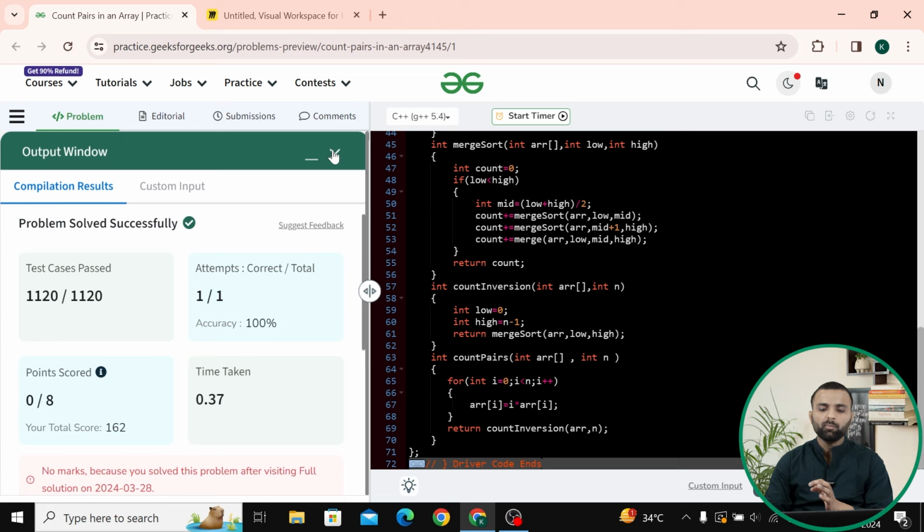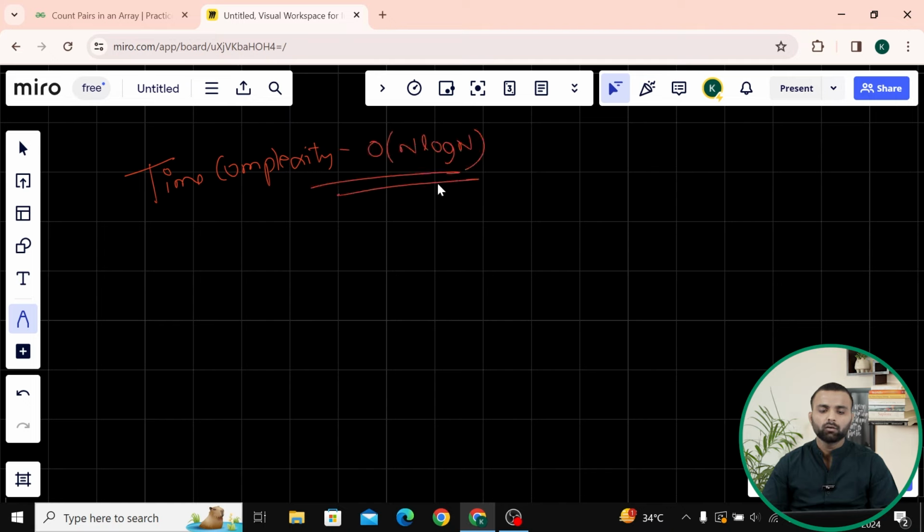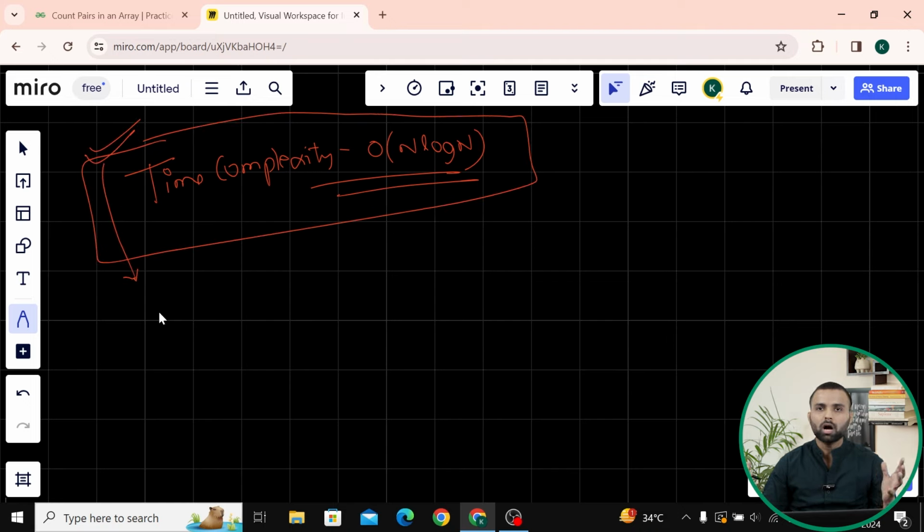Now let's talk about the time complexity. If you have done that question, you understand the complexity here. The time complexity of this question is big O of n log n, because we are just doing the count inversion question, just modifying my original array, just implementing that idea. So its complexity is n log n, right?